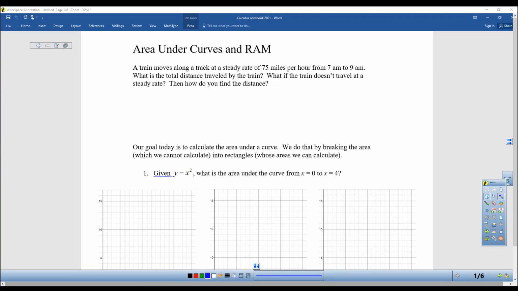Hello everyone and welcome to Calculus. Today we're going to be looking at area under curves and something called RAM, which stands for Rectangular Approximation Method.